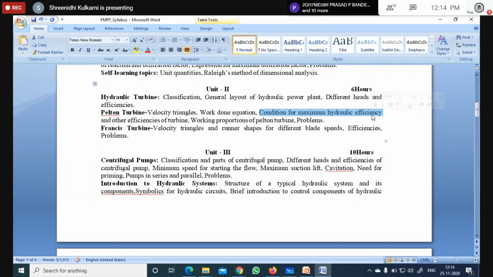Next, the Francis turbine. You don't have any derivation on the Francis turbine. Just learn how to draw the velocity triangle, the runner shapes of different blade speeds, and simple problems on the Francis turbine.